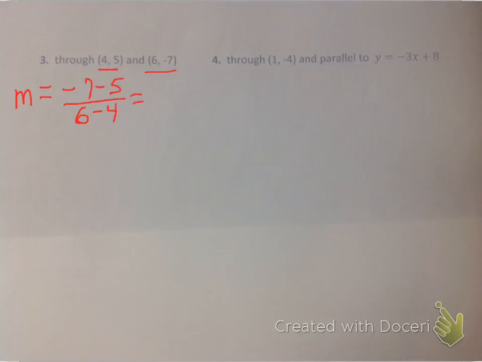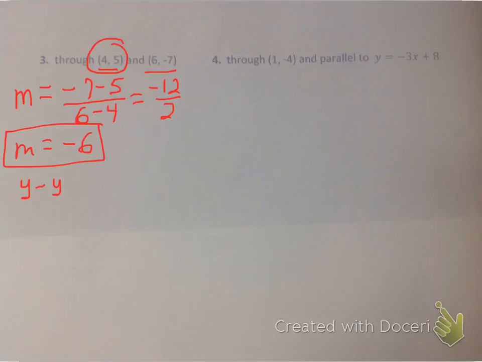Negative 7 and negative 5 are like signs, so that gives us a negative 12. 6 minus 4 is 2. So that gives us that our slope is a negative 6. So now we have our slope, and we have 2 points. I'm just going to pick one of them. I'm going to pick the first one. And I'm going to plug that into my point-slope form.